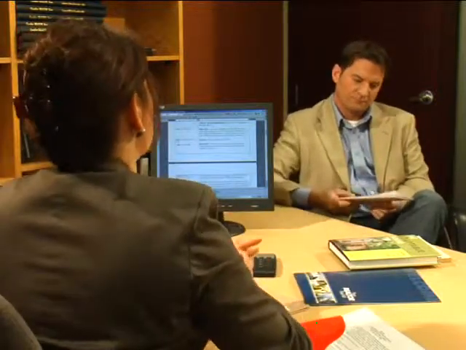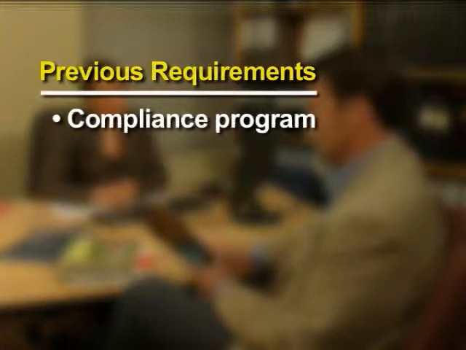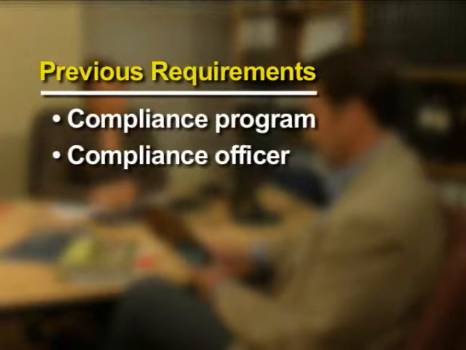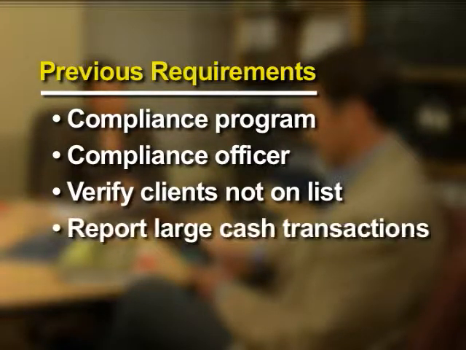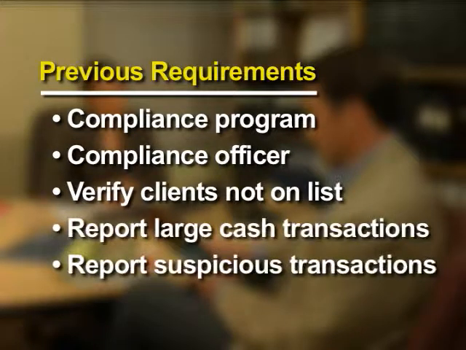I have this brochure for you that explains what Fintrac is, and it also explains why we now have to collect this information. Before, each broker office had to have a compliance policy or regime and have a compliance officer. You had to verify that clients were not on the known terrorist list. You had to report all large cash and suspicious transactions to Fintrac. Large cash meant $10,000 or more. With the new regulations, you have to do all of those things and more.